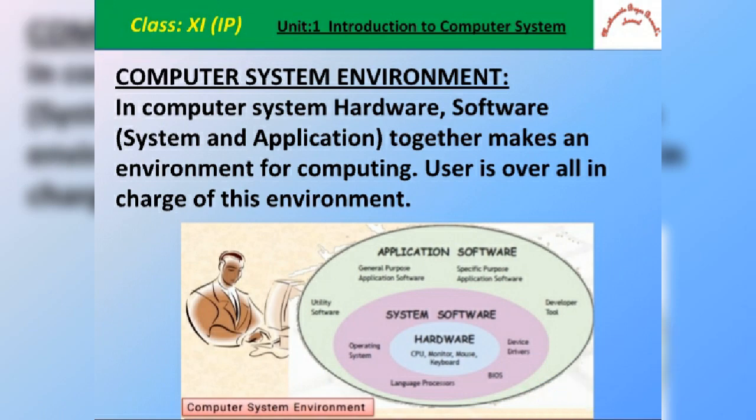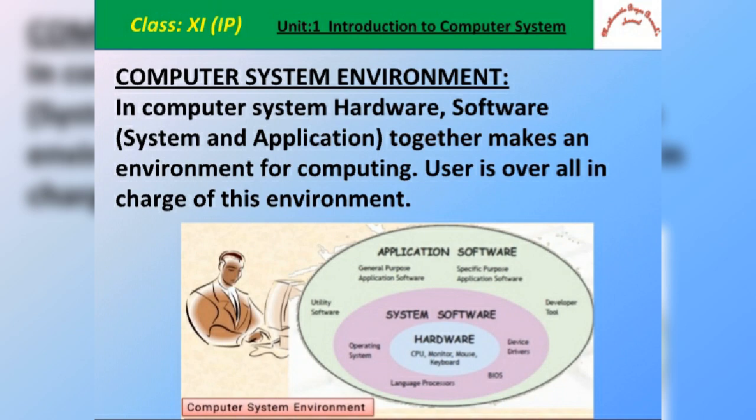When we are talking about the computer system environment, in a computer system, hardware and software, both system and application software, together make an environment for computing. The user is overall inside this environment. If you see the picture, you can see the core, the inside, is the hardware, then the system software, then application software. And these three are managed by the human being or the user.